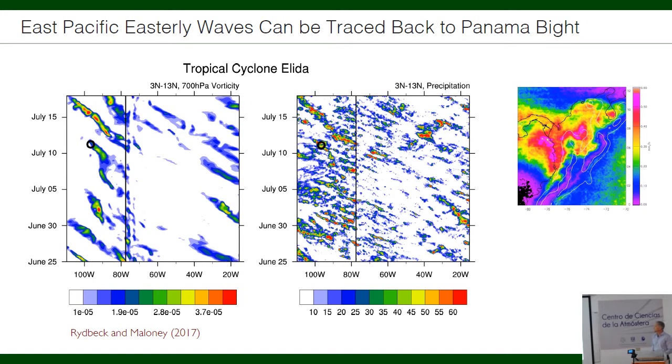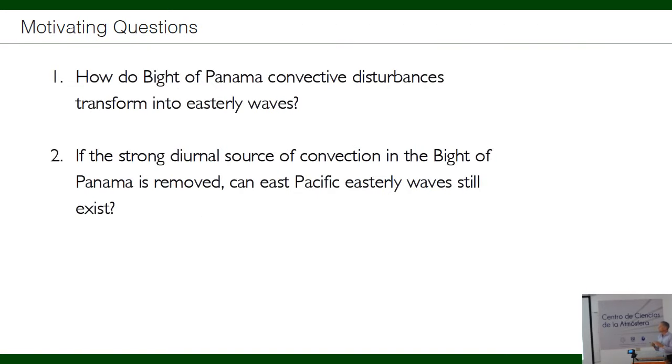Okay, so, motivating questions based on this. One is, how do Bight of Panama convective disturbances transform into easterly waves, if that is indeed the source? How does that happen? I'll talk about that. The second question is, if we have a model and we somehow remove this really strong source of Bight of Panama diurnal convection, will easterly waves in the East Pacific be strongly diminished by removing that forcing source? That's another question that I'll get at here.